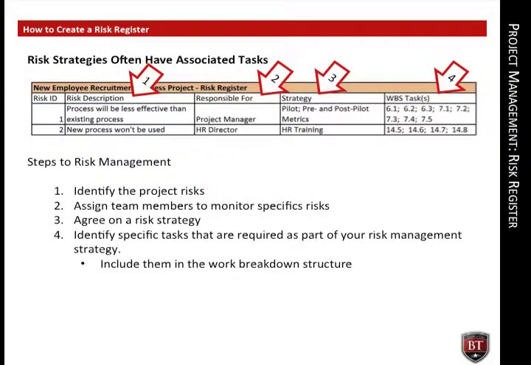Let's review the steps necessary to create a risk management plan and risk register. 1. Identify project risks. 2. Assign a project team member to monitor the risk. 3. Agree on a risk management strategy. 4. Risk management strategies create work, and that work needs to be included in the work breakdown structure and referenced in the risk register. In summary, the risk log is a place to document and review your risk management plan, assign risk monitors, and identify additional work that needs to be included in the project work breakdown structure.